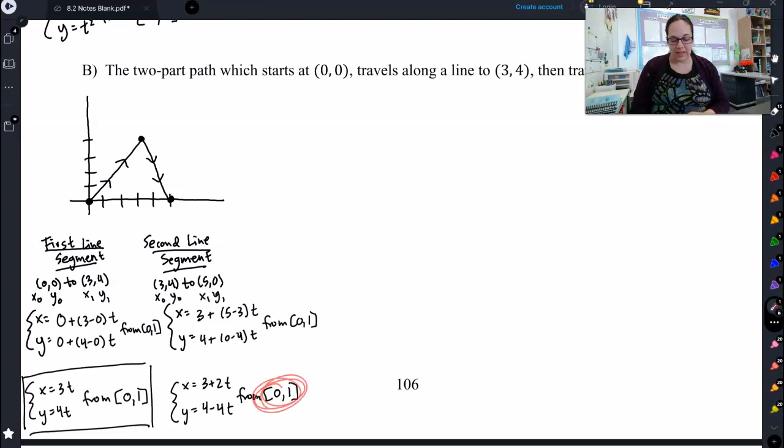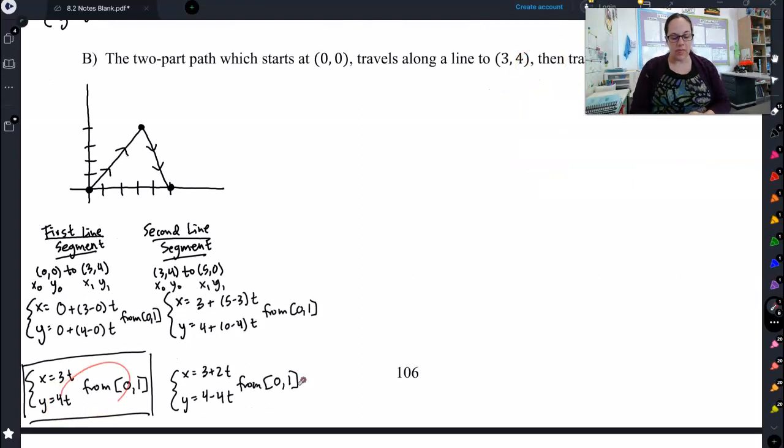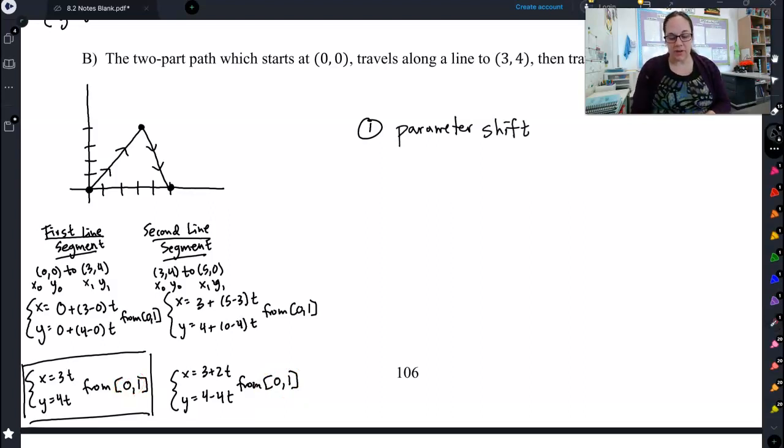However, the second line segment is happening at the same time as the first line segment. And that's a problem, because I want it to travel along this line, then travel along this line. I want it to be this one, then this one, not occurring at the same time. So it looks like what I need is a parameter shift where I'm going to shift this one to start where this one ends. So I need to shift it ahead 1 unit.